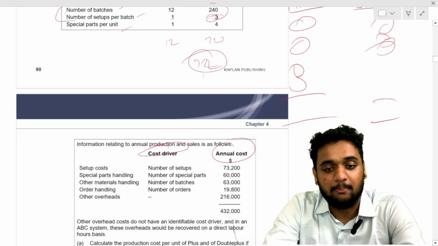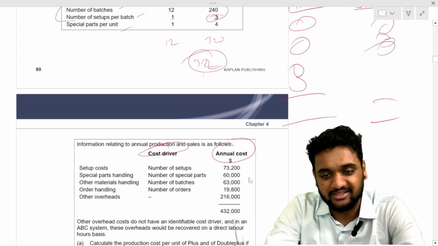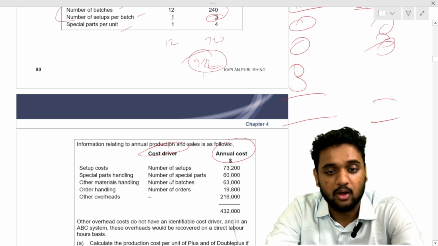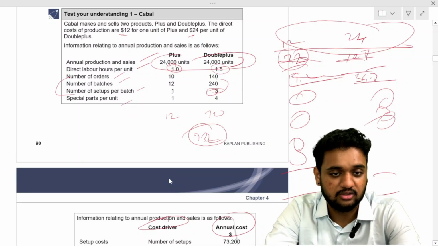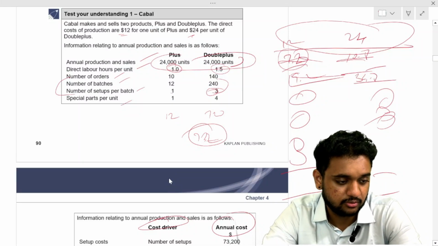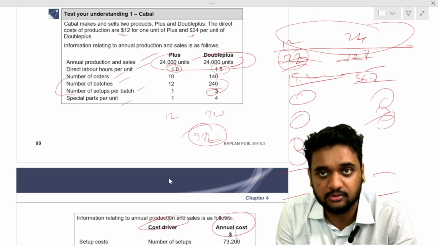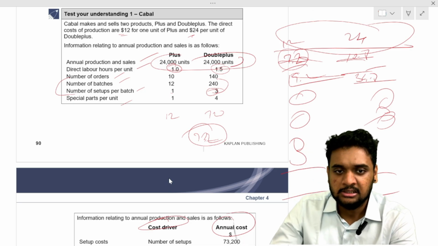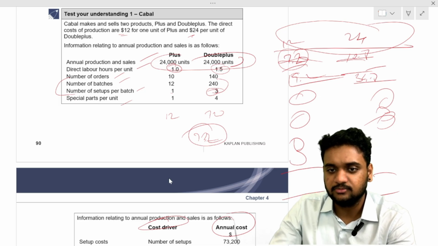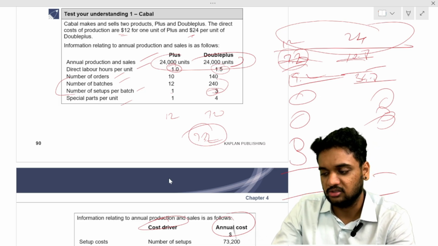Next, we have special parts handling. 60,000 is what? The cost pool. 60,000 is the cost pool, or the cost driver. Number of special parts is given to us. What is the total number of special parts? Some mistake you did somewhere.